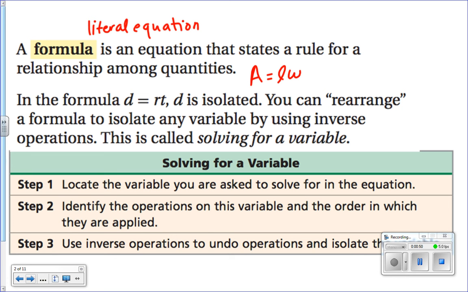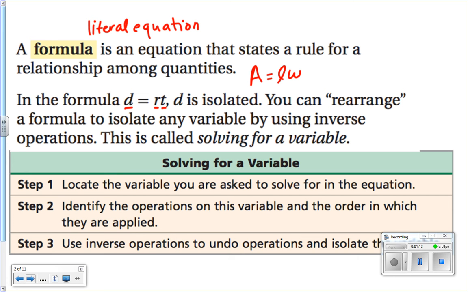So here's an example. We have in a formula, D equals RT. D is for distance, R is for rate, T is for time. So this is a formula showing how to get the distance if you have someone's speed and how long they are going somewhere. So it says right here, you can rearrange a formula to isolate any variable by using inverse operations. This is called solving for a variable, okay?